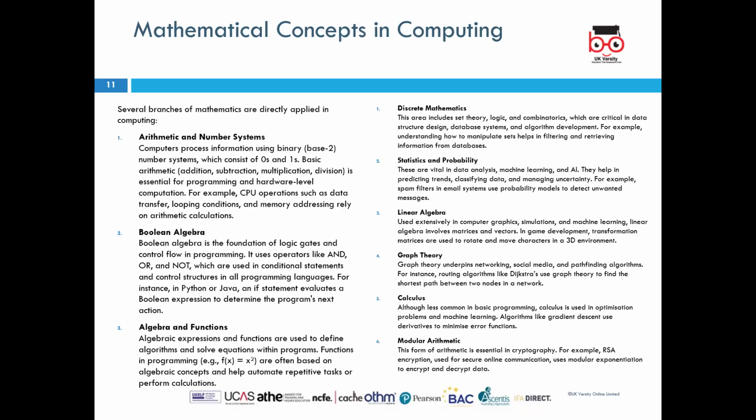Graph theory. This underpins networking, social media, and pathfinding algorithms. For instance, routing algorithms like Dijkstra's use graph theory to find the shortest path between two nodes in a network. Calculus. Although less common in basic programming, calculus is used in optimization problems and machine learning. Algorithms like gradient descent use derivatives to minimize error functions.